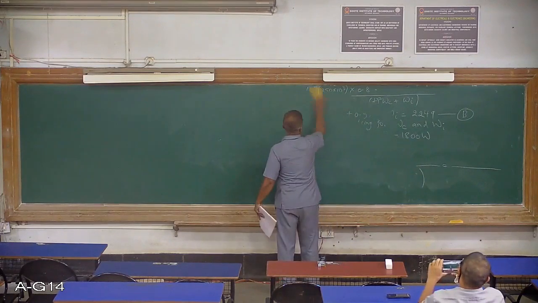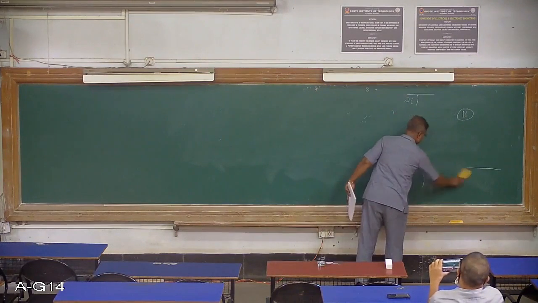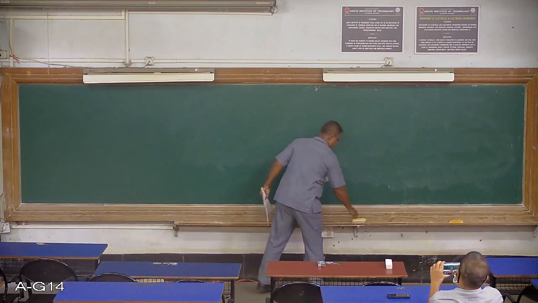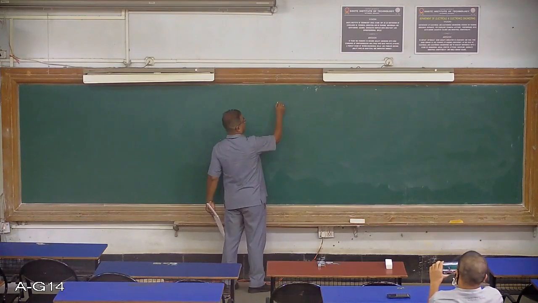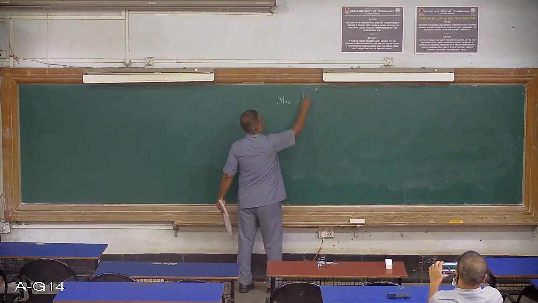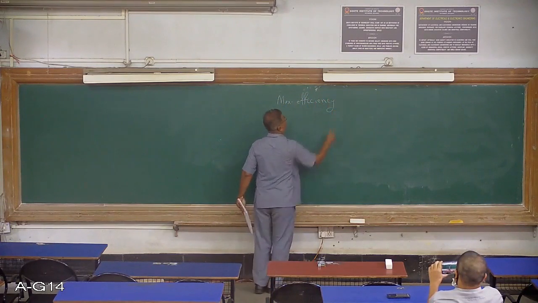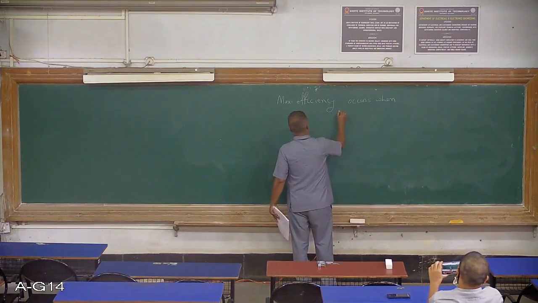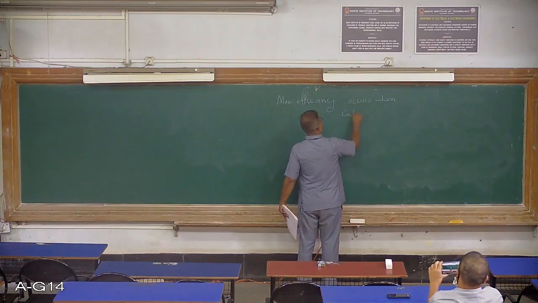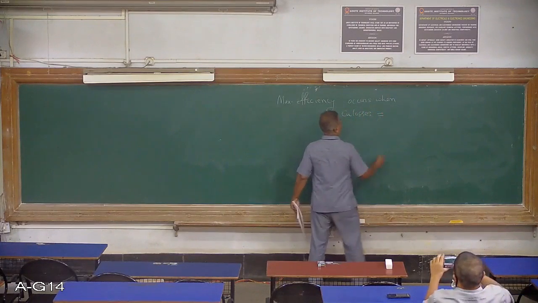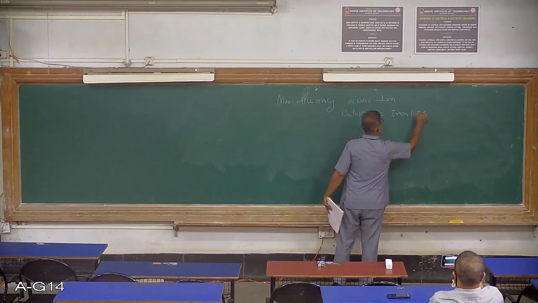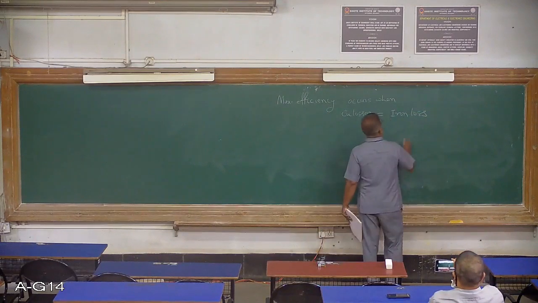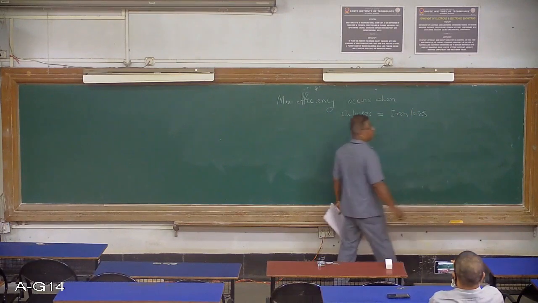Now let us go ahead with some additional information on the efficiency, which often we require in some objective type of questions. Just make a note, maximum efficiency occurs when copper losses equal iron losses. That is, maximum efficiency occurs when copper losses become equal to iron losses.